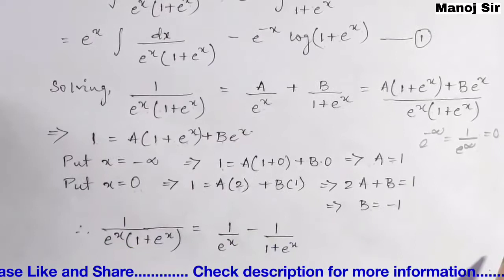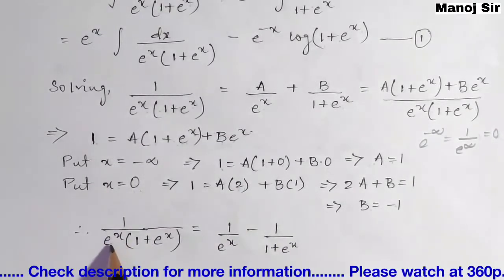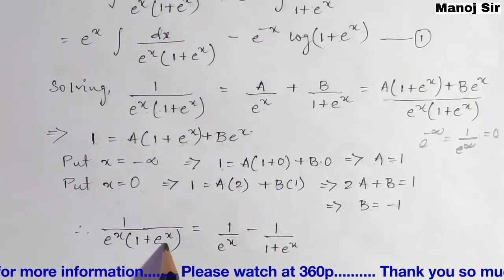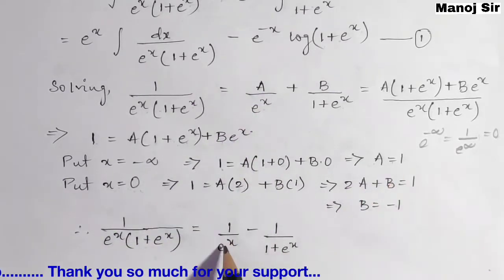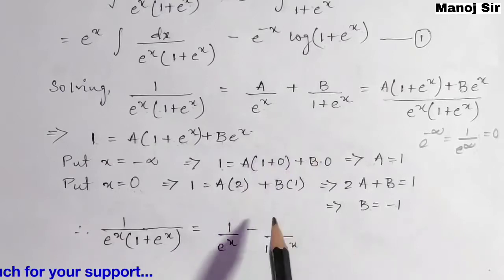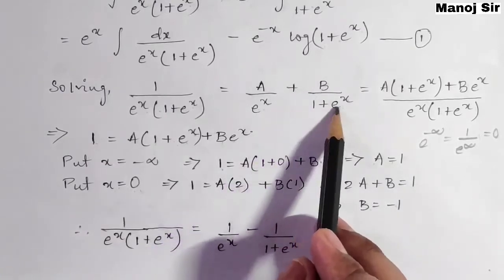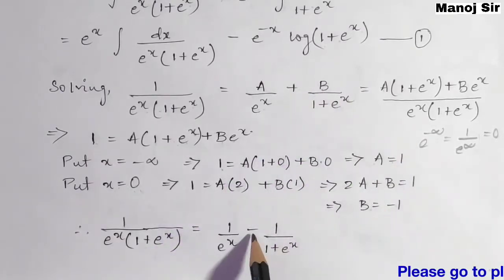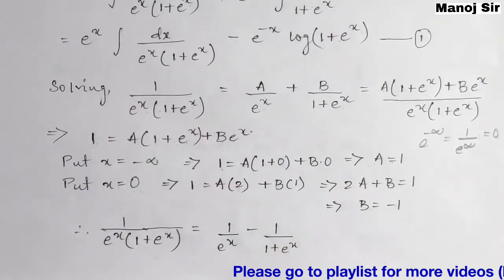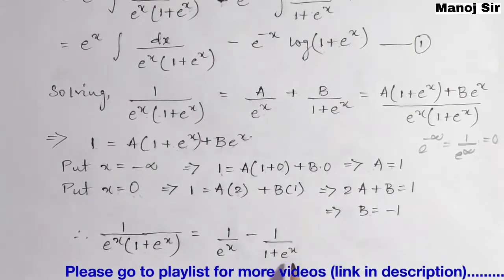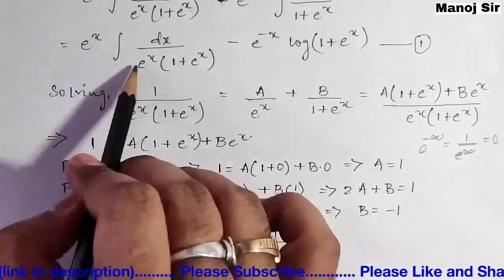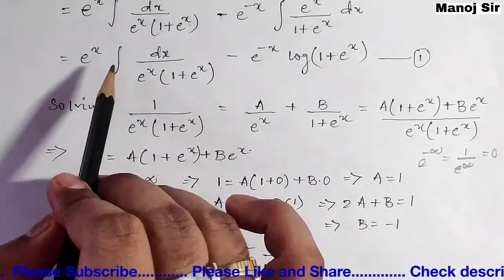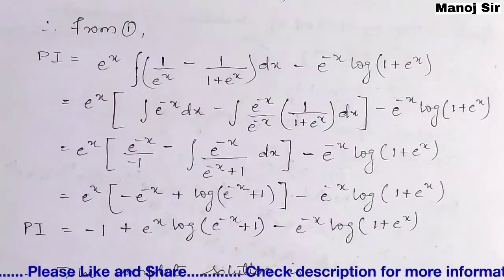So we can say that 1 upon e to power x into 1 plus e to power x will become a upon e to power x, what is a? That is 1. So 1 upon e to power x plus b upon 1 plus e to power x. What is b? That is minus 1. So minus 1 upon 1 plus e to power x. So this is the value that we can replace here, in place of this. So let us see what equation 1 becomes.